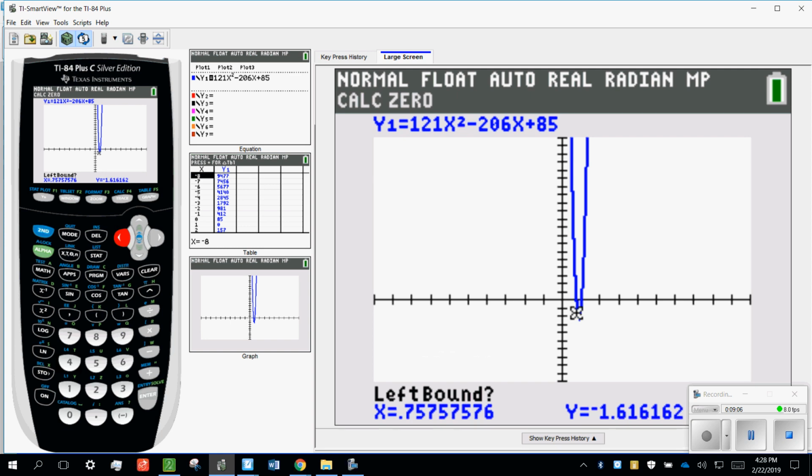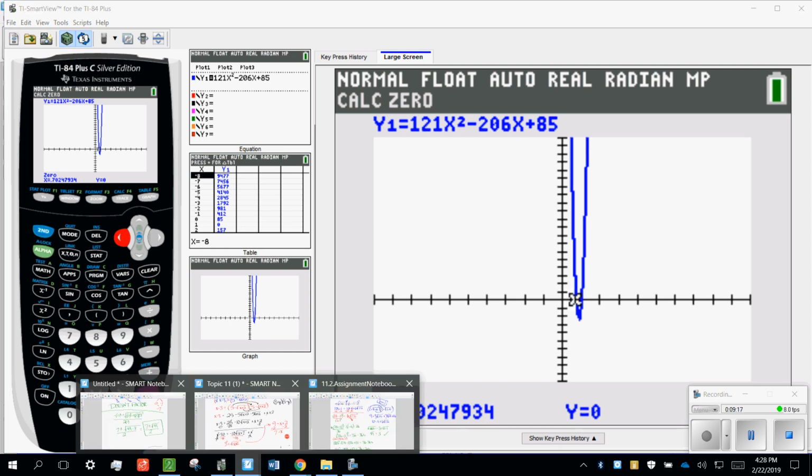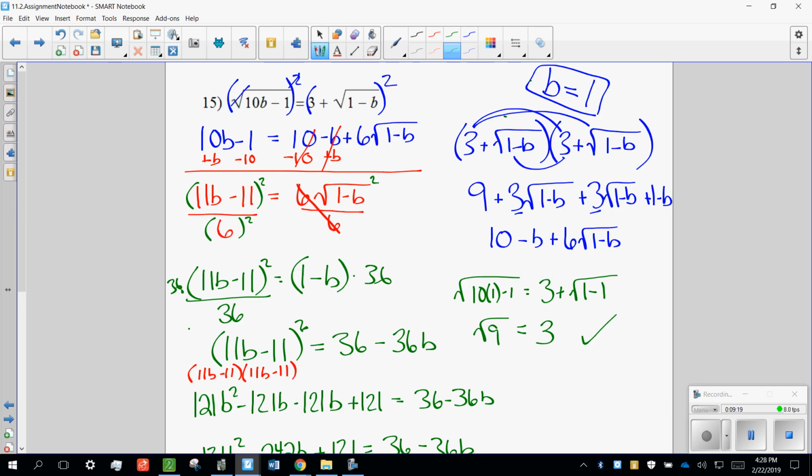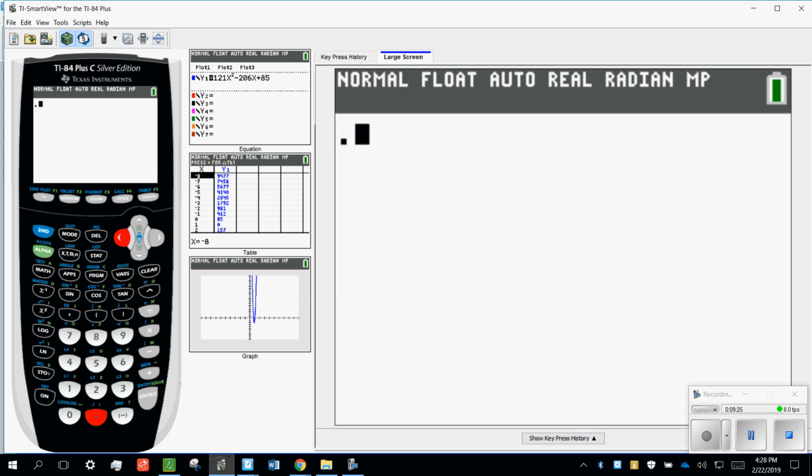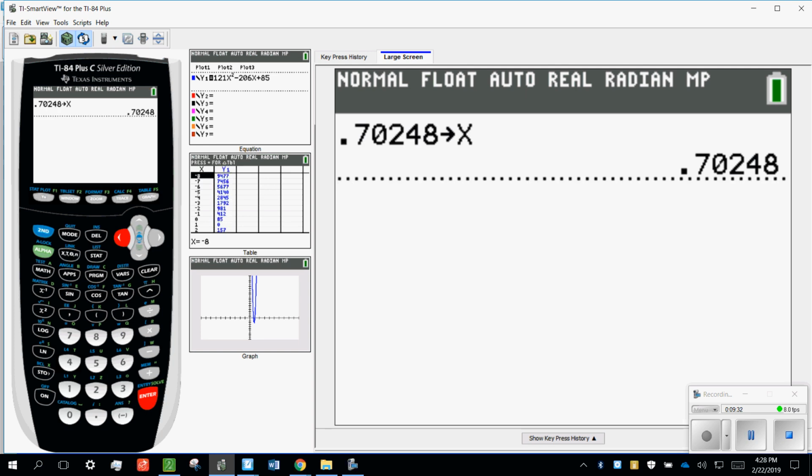If you hadn't checked it already, you could do second trace 0 and find that other one. Find out what it is. It is 0.70248, and you could try to plug that back in over here. So 0.70248, I'm going to store that to x. And now my calculator thinks that x is that decimal.